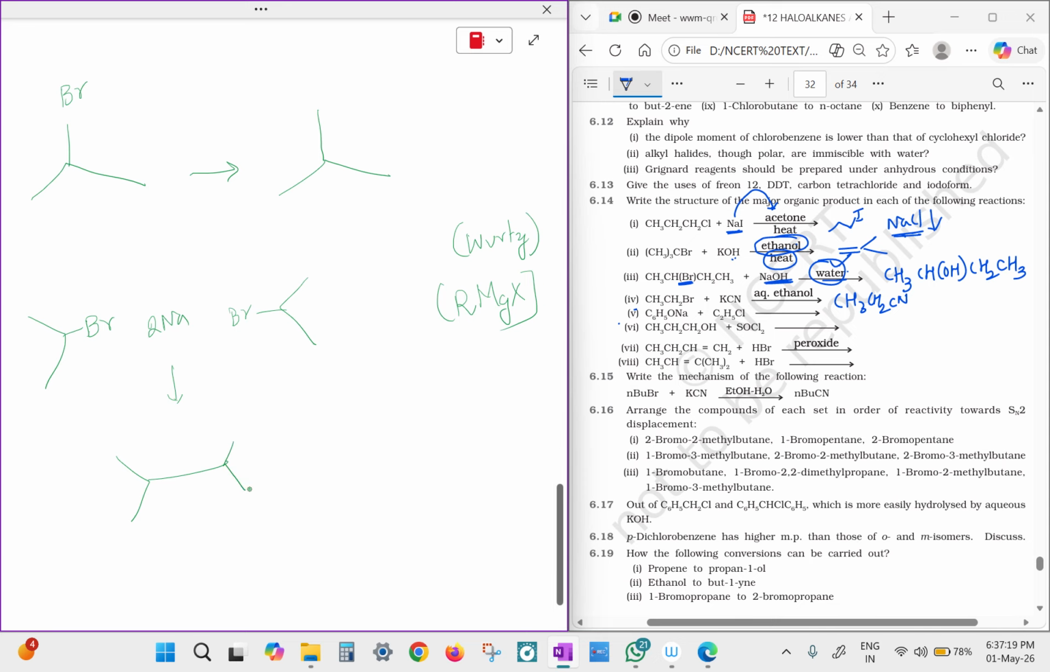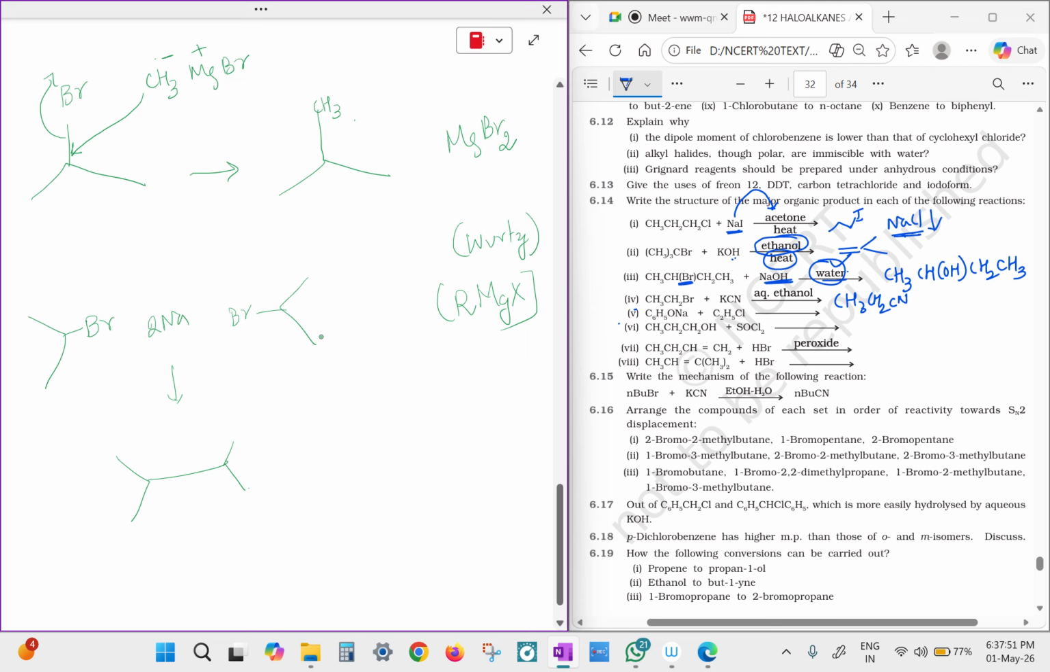Will the other be BrMg? CH3? Yes, ma'am, BrMgCH3. So if you take CH3MgBr, what will happen? This is negatively charged, positively charged. This will act as a nucleophile. It will go and attack, and will replace the bromine. So you will be getting MgBr twice. And your methyl group is attached.